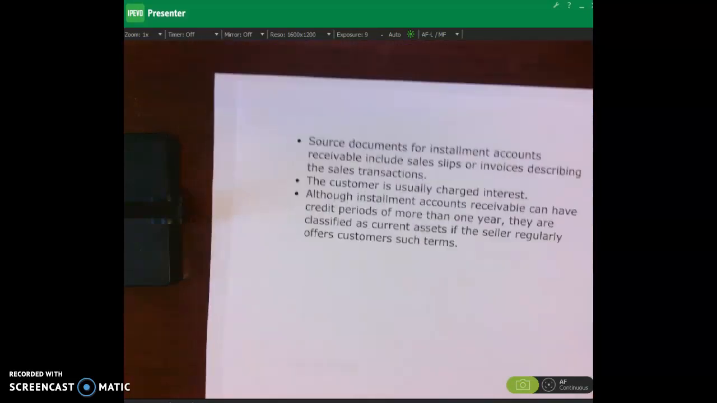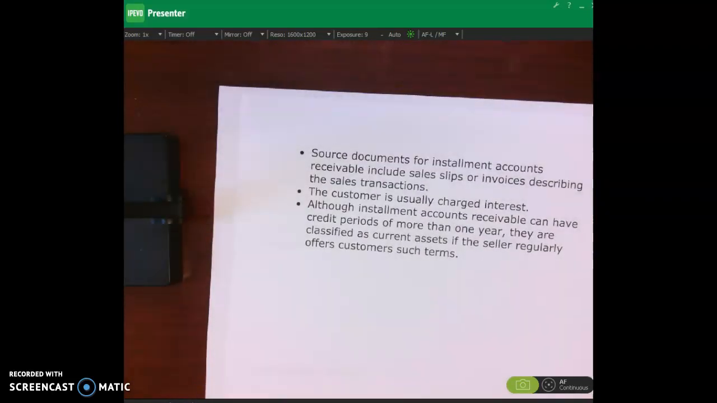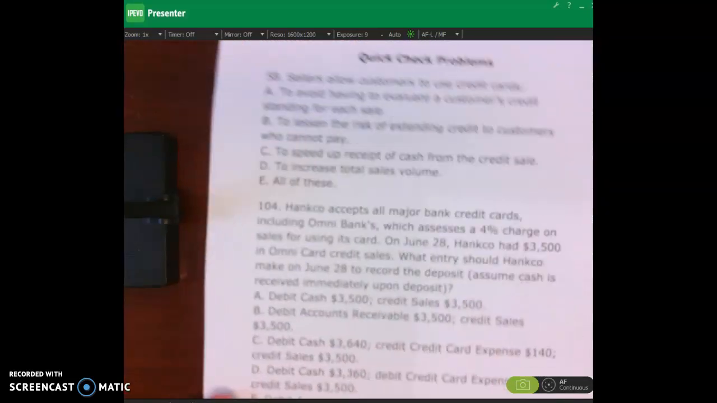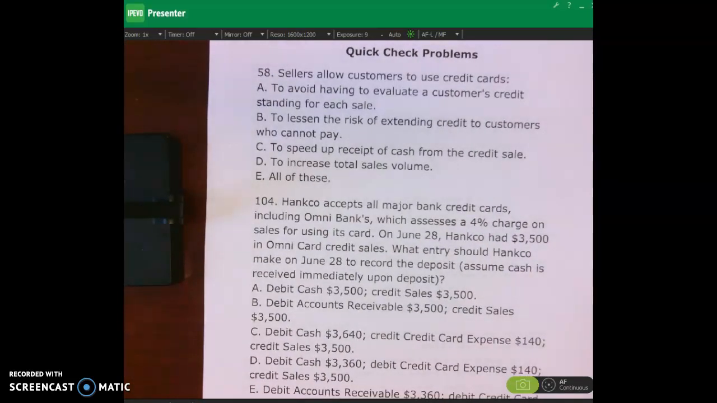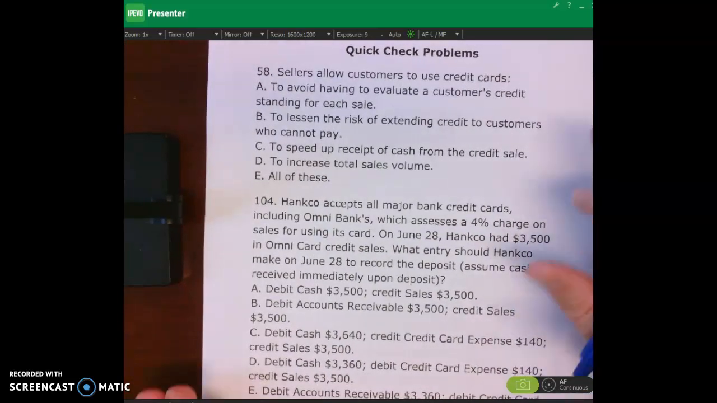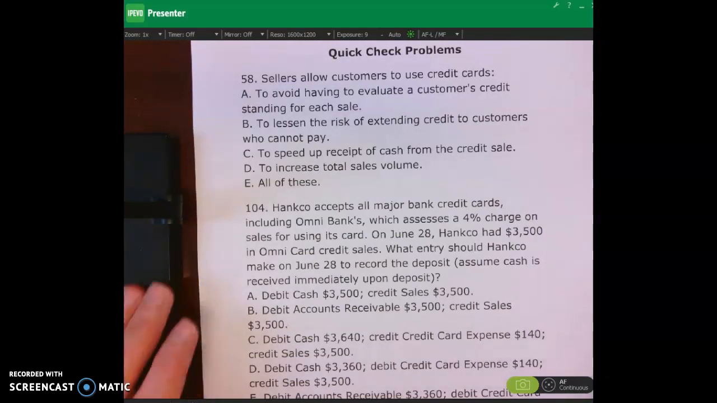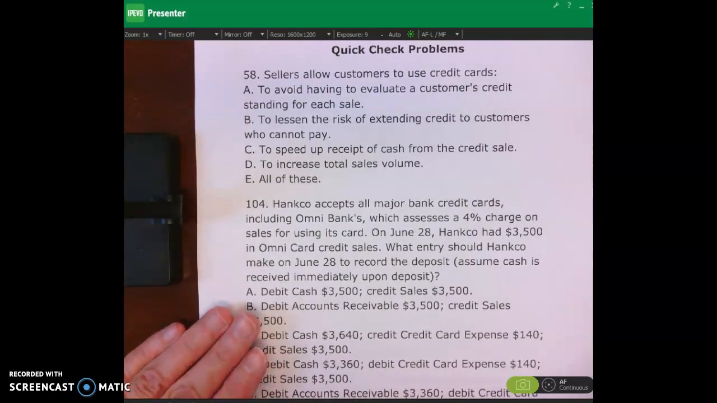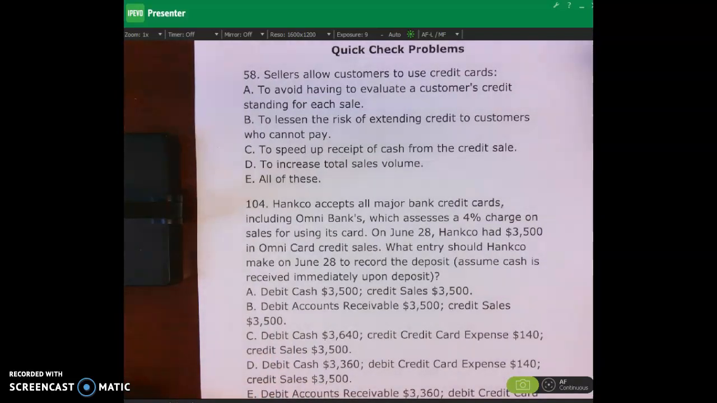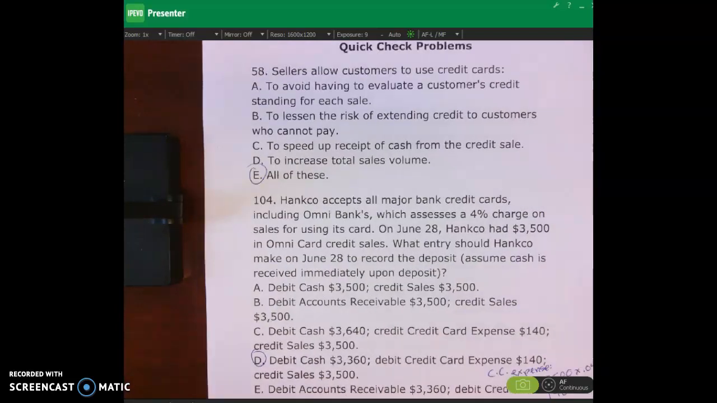So let's go ahead and look at page 175 right over here, where we have these quick check problems on pages 175 and 176. What I want you to do is to pause the lecture video and do these problems, and then come back and check them, okay? So do these problems on pages 175 and 176, and then we'll come back and check them. Thanks. Okay, so let's see how you did.